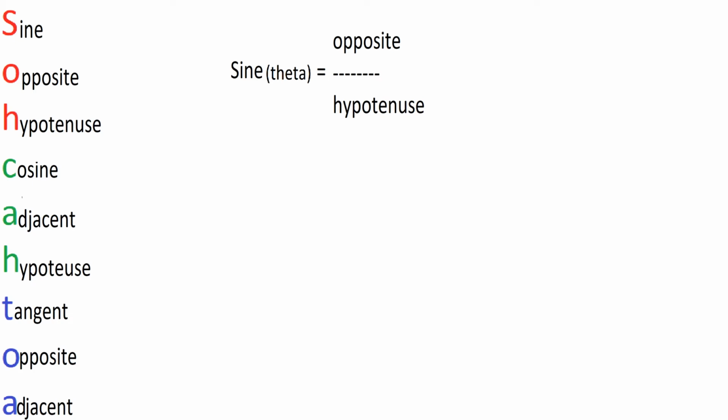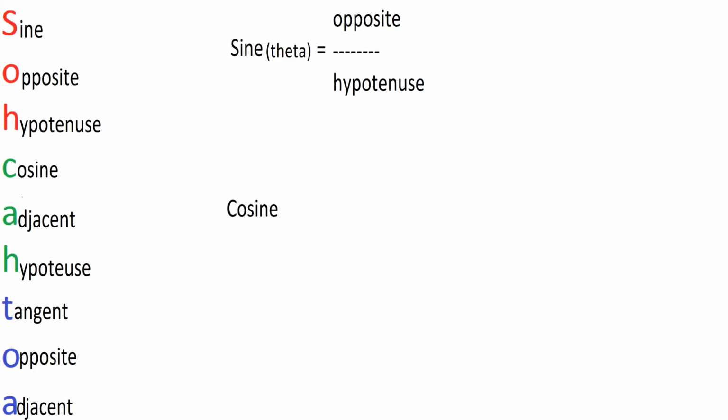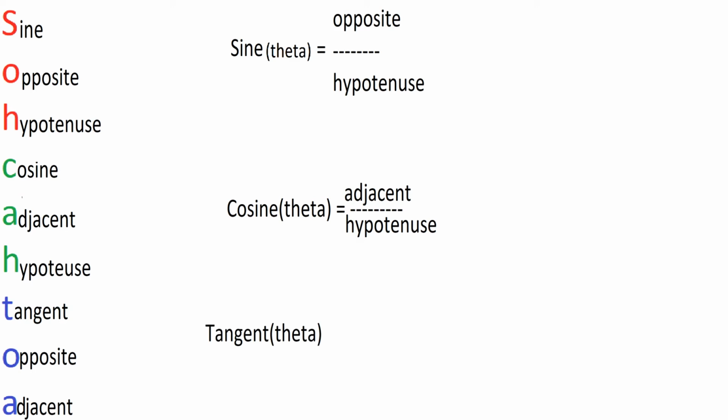Now, this also means that the cosine of theta is equal to the length of the adjacent side over the length of the hypotenuse. Cosine adjacent hypotenuse. CAH. And that the tangent of theta is equal to the length of the opposite side over that of the adjacent side. Tangent, opposite, adjacent. TOA.